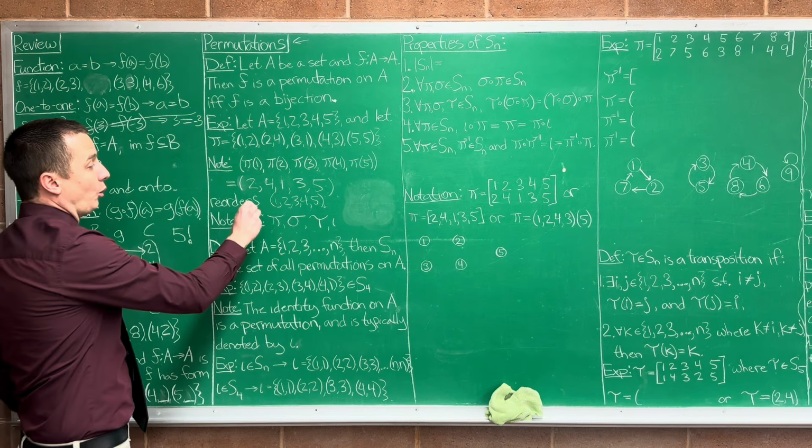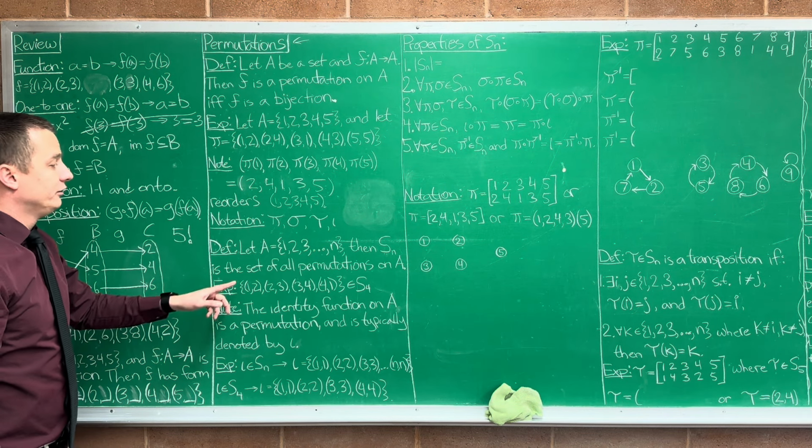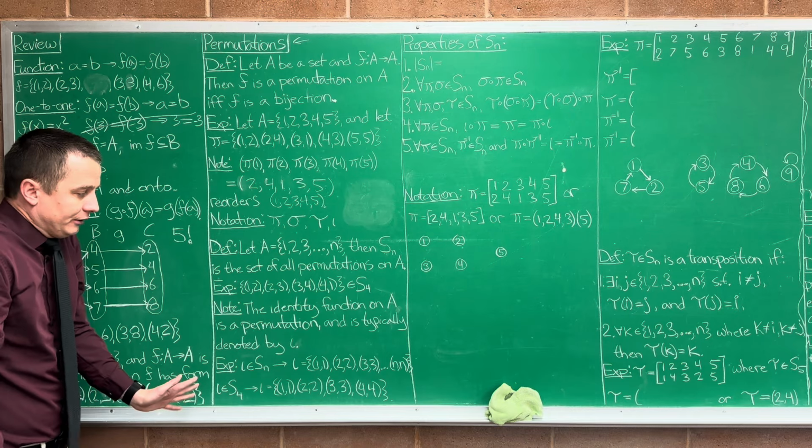Okay. So if this is A, S sub n is a set of permutations on A. It's a set of all possible permutations you can make. So if A were the set 1, 2, 3, 4, 5, going up to 5, then pi here would be one of the things in S sub 5. Alright, so another concrete example. Say that A were the set 1, 2, 3, 4, and it stopped at 4.